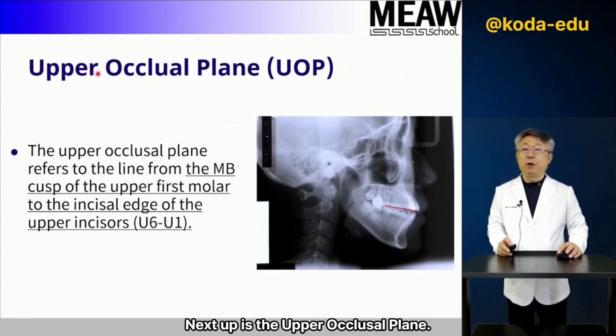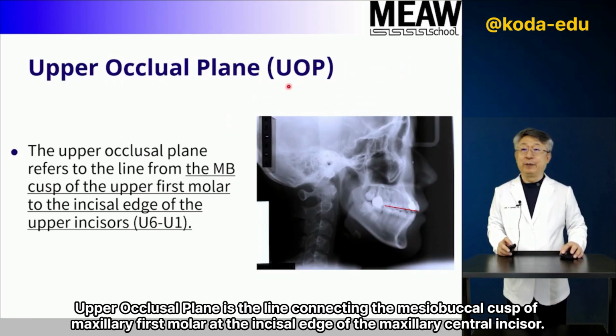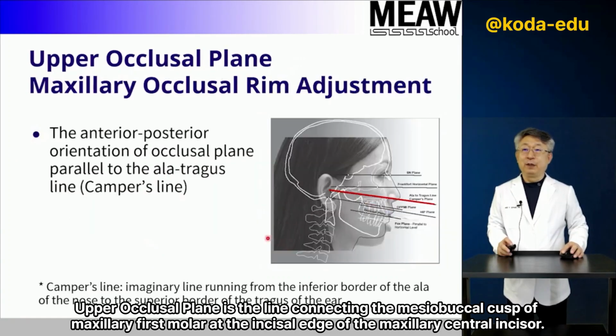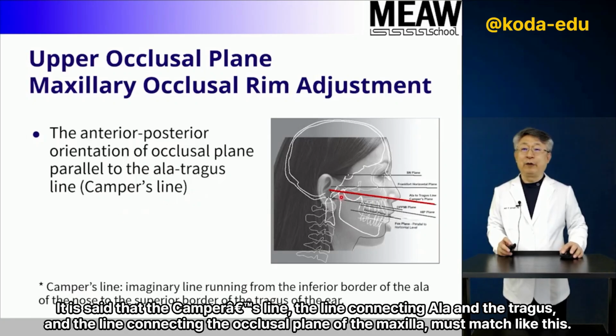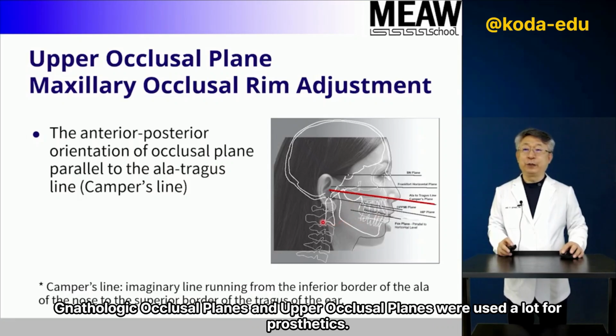Next up is the upper occlusal plane. The upper occlusal plane is the line connecting the incisal edge of the maxillary central incisor to the mesiobuccal cusp of the maxillary first molar. The upper occlusal plane is important for forming the maxillary occlusal rim of the total denture of the prosthesis. It is said that the Camper's line, the line connecting the ala and the tragus, and the occlusal plane of the maxilla must match like this. Gnathologic occlusal planes and upper occlusal planes were used a lot for prosthetics.